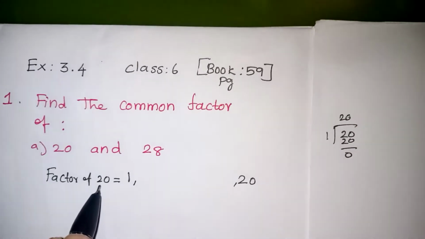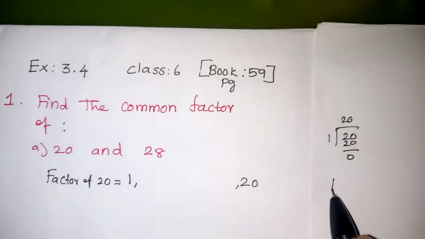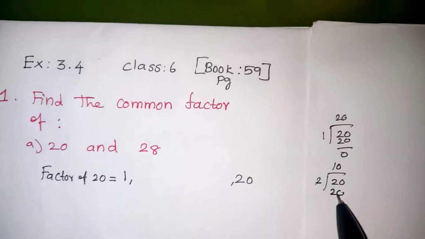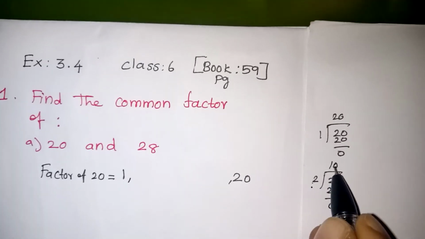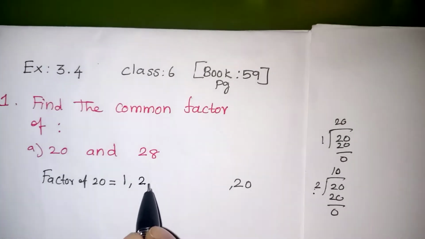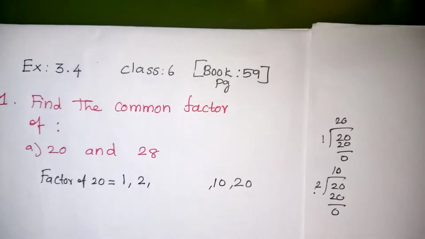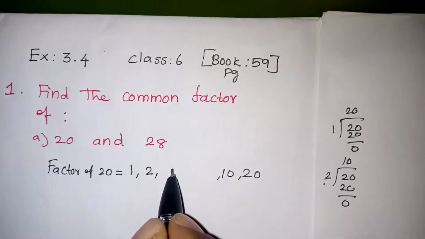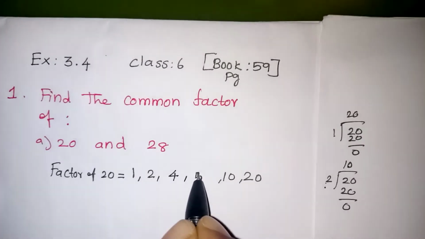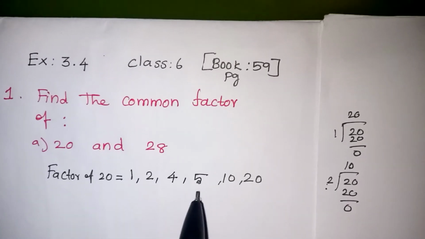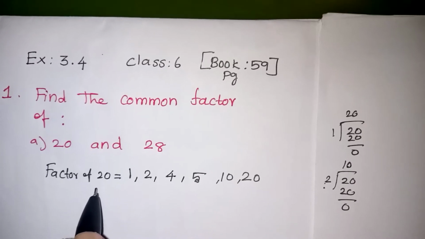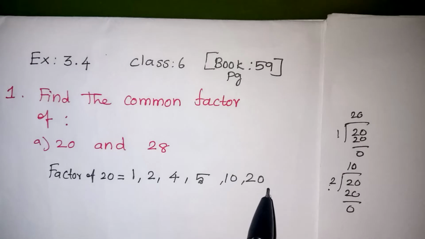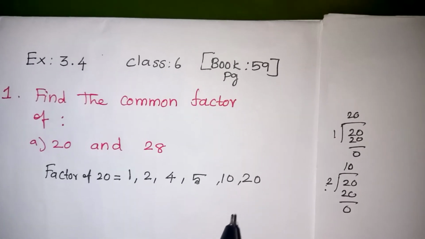Now 20 will come in the 2 table. 20 divided by 2, 2 tens are 20. So 2 is a factor, 10 is also a factor. In the 3 table, 20 will not come. In the 4 table, 4 fives are 20, so 20 will come in the 4 table, and in the 5 table also 20 will come. So 4 and 5 we got it. Then it will go in increasing order, and we don't have any other factors for 20.